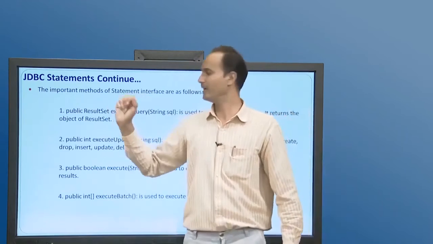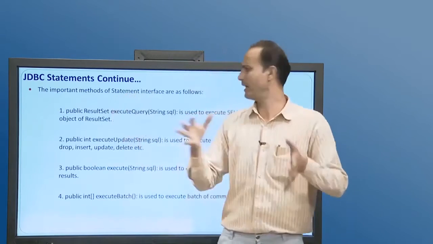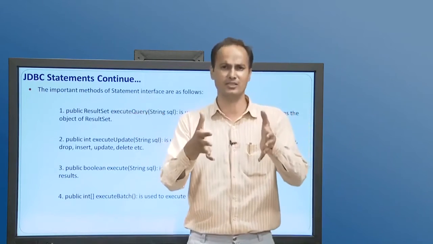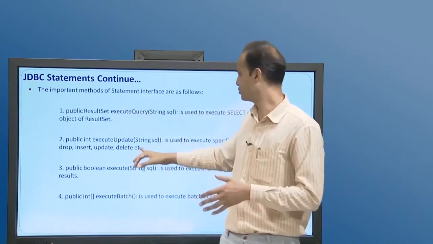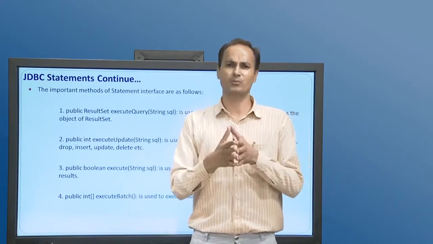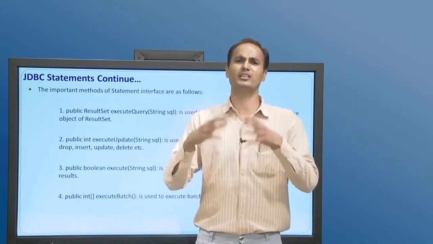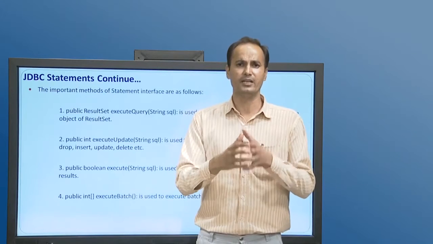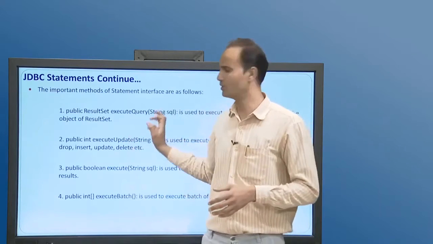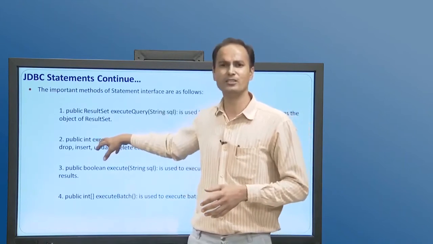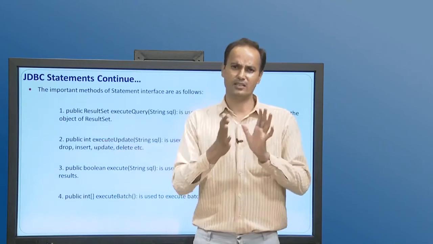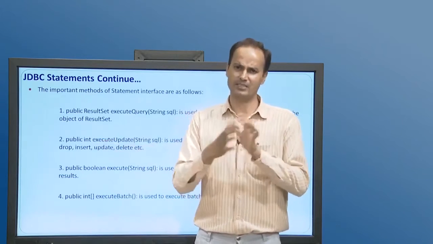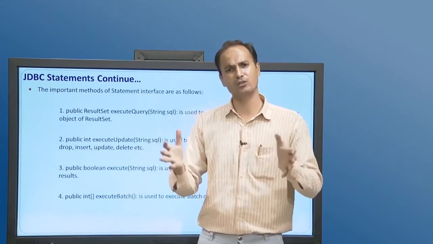What does it mean? Here executeQuery returns a set of records in terms of a result set. But if you are using executeUpdate, that means if you want to know how many rows have been affected by a particular query, then you can use executeUpdate. It returns the value as an integer, the number of rows affected by a particular query.